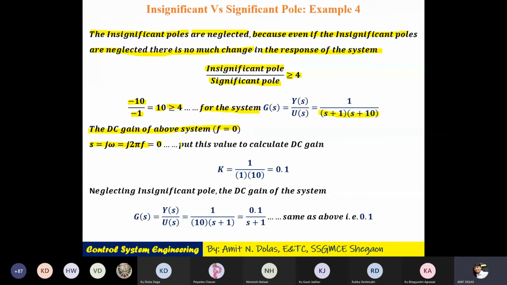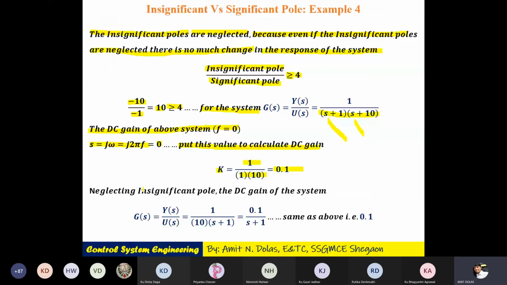So S will be equal to 0. Put this value to calculate DC gain. So here we have put S is equal to 0 in this. So the gain will be equal to 1 upon 1 into 10, that is nothing but 0.1.